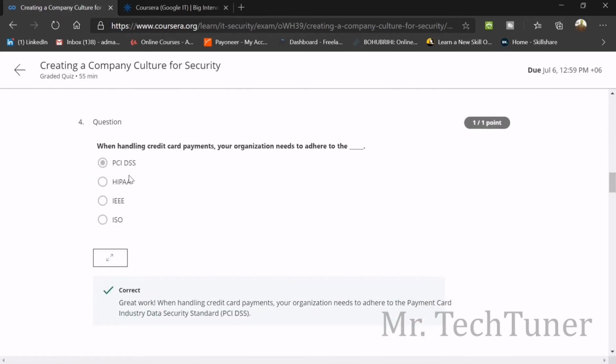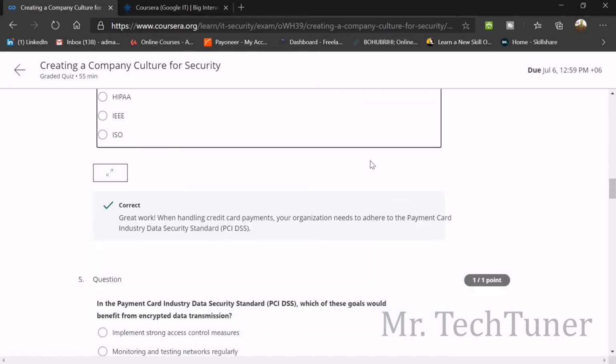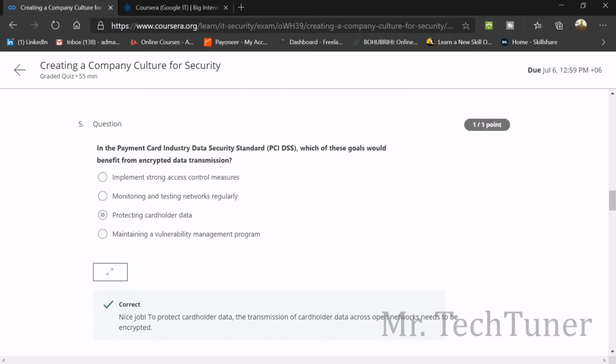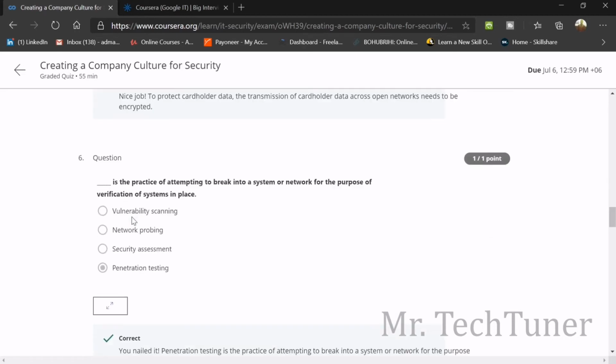When handling credit card payments of your organization, you need to adhere to the PCI DSS. What is PCI DSS? That may be your question, but that's explained in our next question. PCI DSS is the Payment Card Industry Data Security Standard, shortly known as PCI DSS. Which of these goals would benefit from encrypted data transmission? It will be protecting cardholders' data.